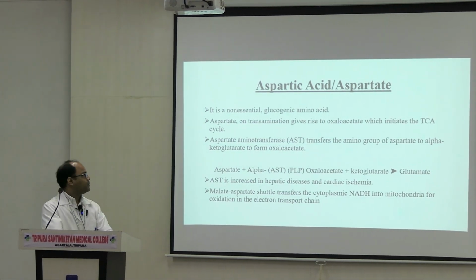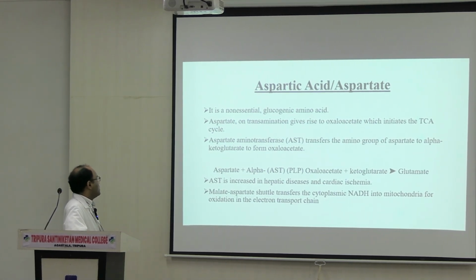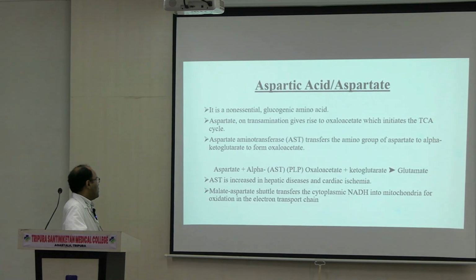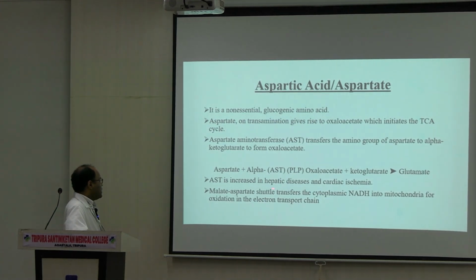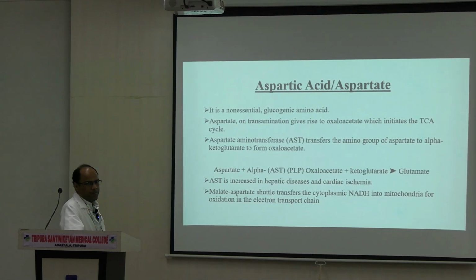Aspartic acid or aspartate. It is a non-essential glucogenic amino acid. Aspartate on transamination gives rise to oxaloacetate in the TCA cycle. AST transfers the amino group of aspartate to alpha ketoglutarate to form oxaloacetate. Aspartate plus alpha ketoglutarate forms oxaloacetate plus glutamate. AST is increased in hepatic disease and cardiac disease like myocardial infarction.